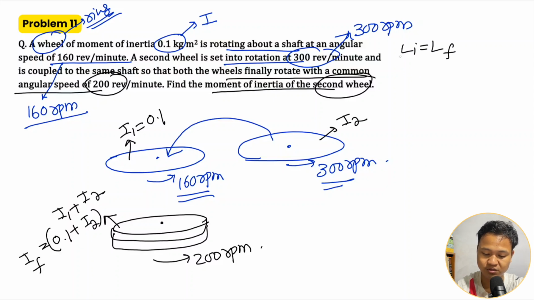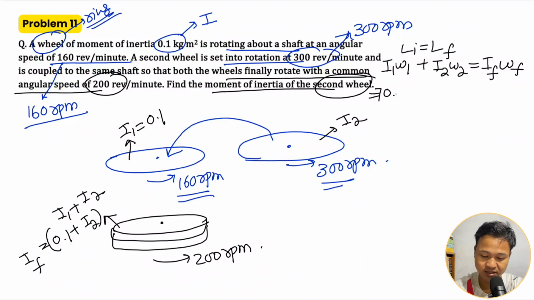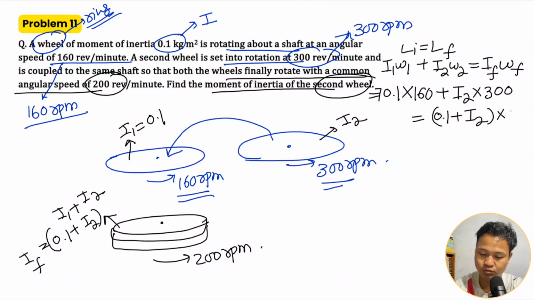Initially, I1 omega 1 plus I2 omega 2 should be equal to, finally when we keep them together, I net, I final into omega final. So put the values: 0.1 into 160 plus I2 into 300, so this would be equal to I final, which is 0.1 plus I2, into 200.